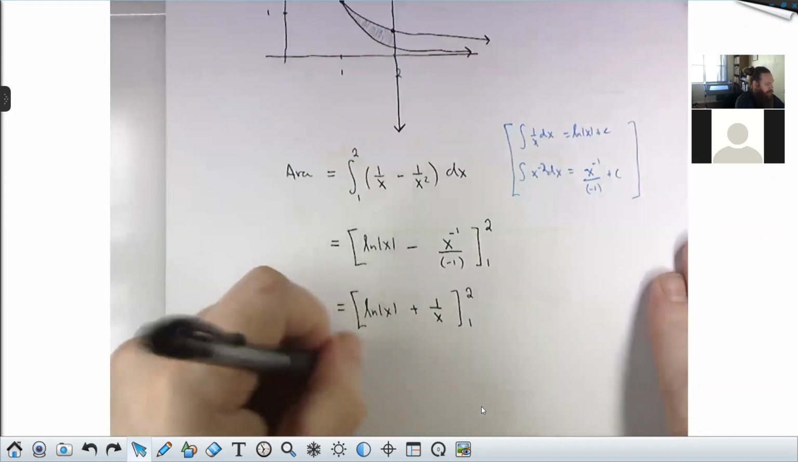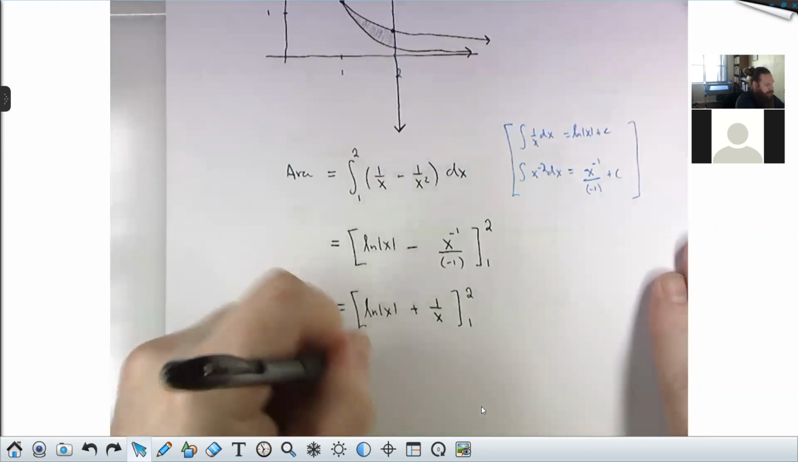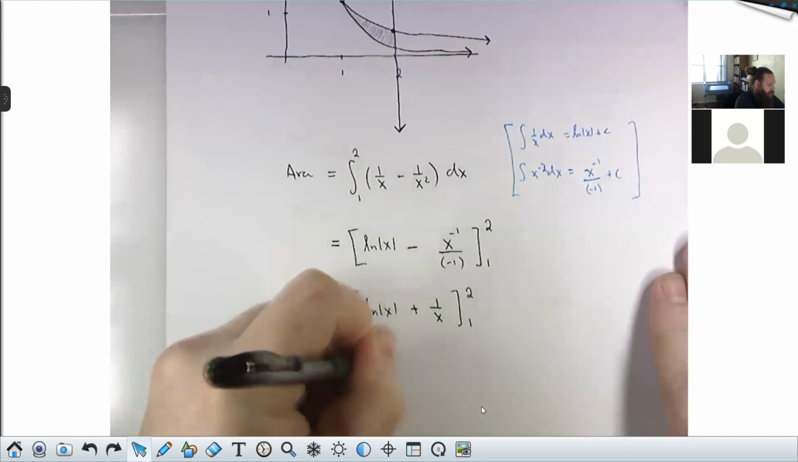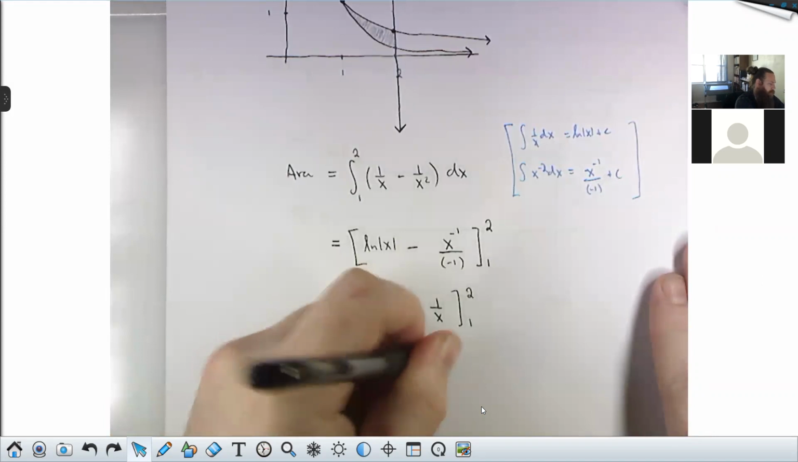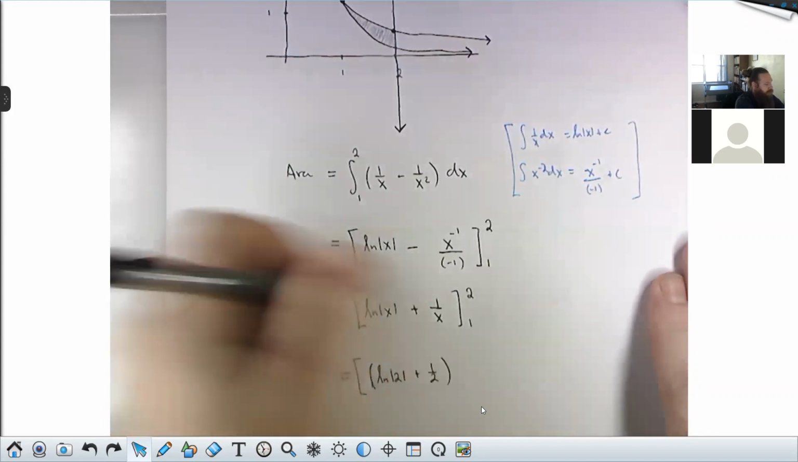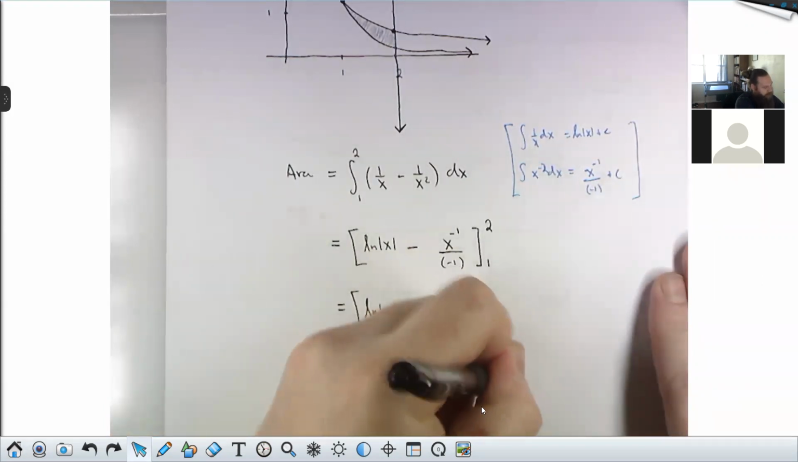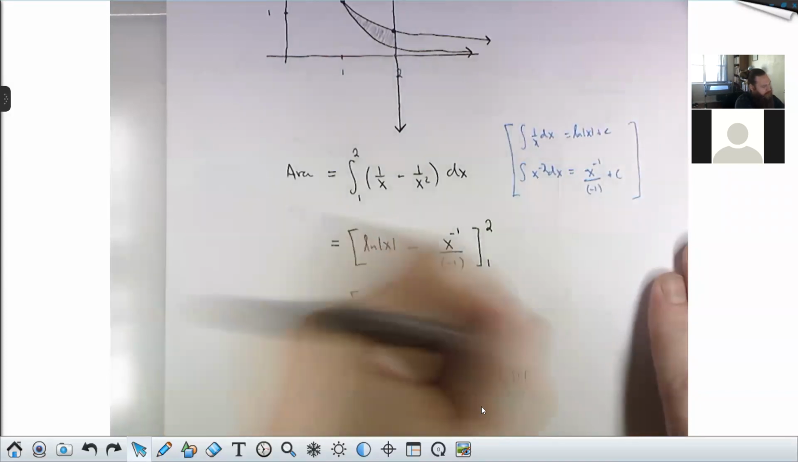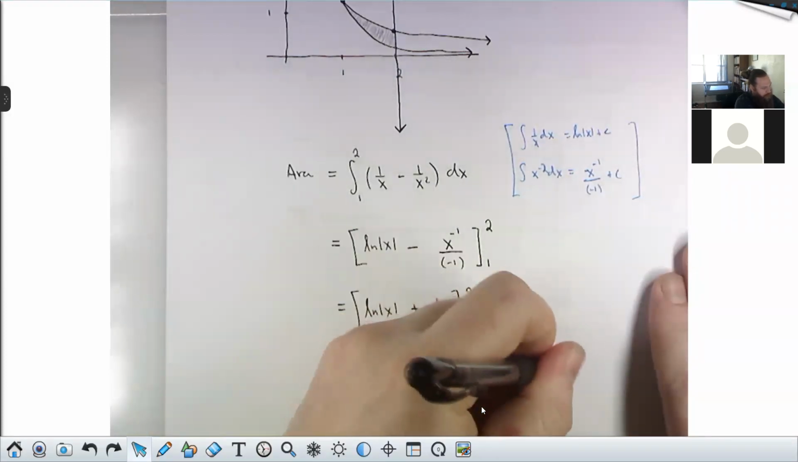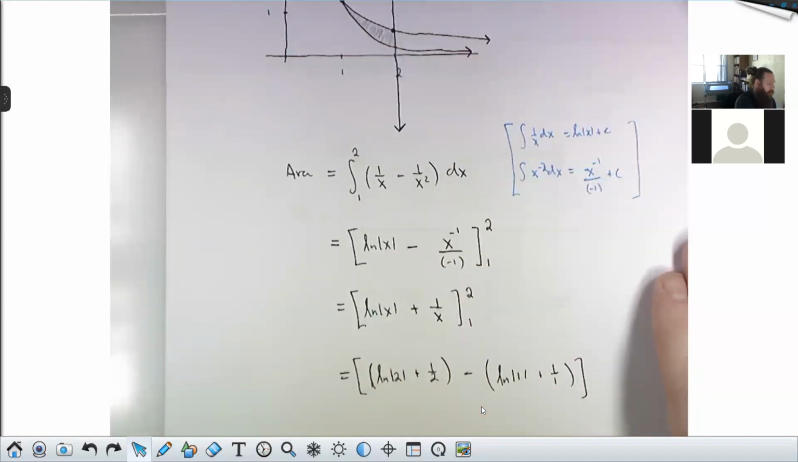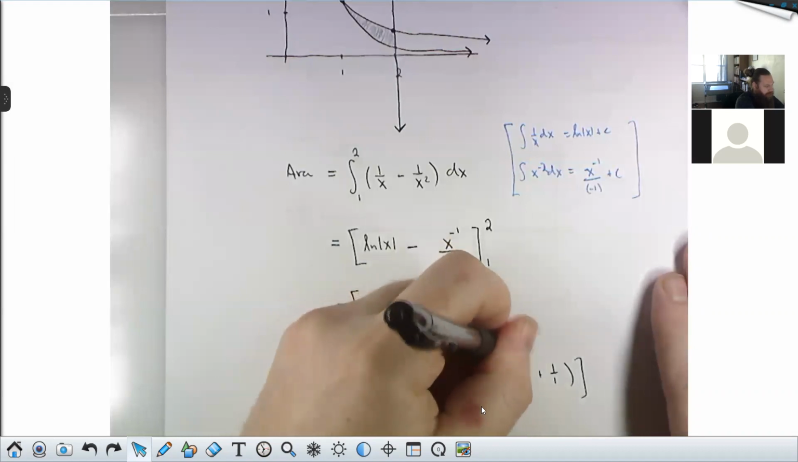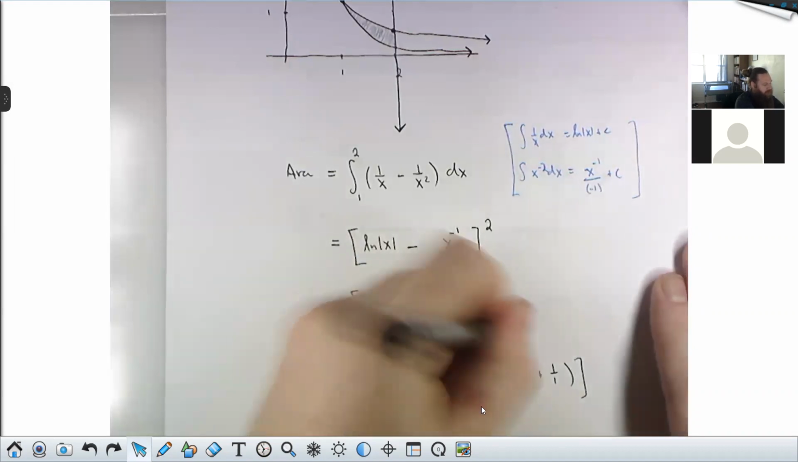And we plug in the upper bound and subtract what we get when we plug in the lower bound. This will give me the natural log of the absolute value of 2 plus 1/2, minus the natural log of the absolute value of 1 plus 1 over 1. One over 1 is definitely just 1. What is the natural log of 1? What is this? 0? Yeah, excellent. This piece is 0.